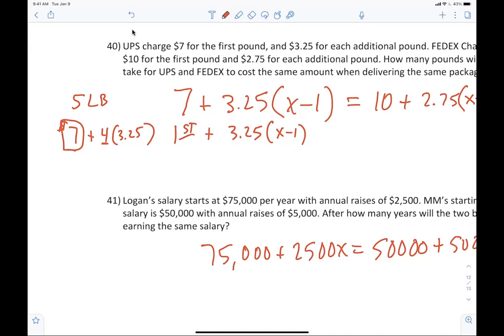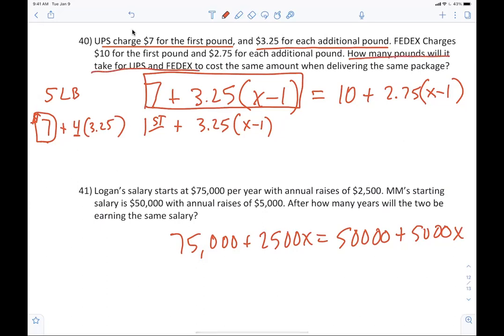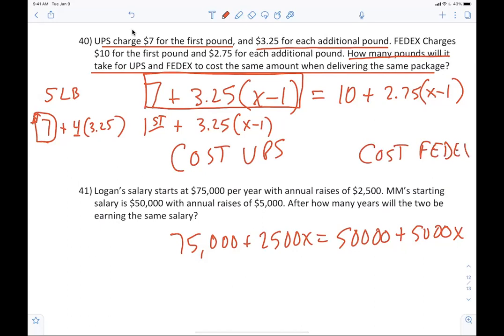All right. Maya, tell me. For this one, it doesn't specify how many additional. It's x minus 1, but I don't know how I can know that they're not talking about the first pound. The UPS charges $7 for the first pound and $3.25 for each additional pound. That's what this formula is right here. Yeah, I know, but the question is, how many pounds will it take for the UPS and the FedEx to cost the same amount? When are the costs equal? This is the cost of UPS. This is the cost for FedEx. When are they equal?